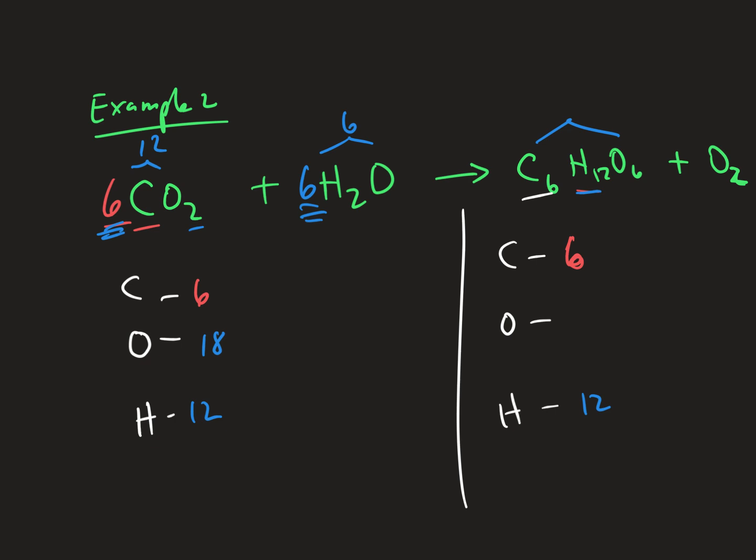How many oxygens do we have here? 6 plus 2 makes 8. We need 18, so that's 12 more. That means there should be 12 oxygens here. What coefficient goes there to make 12? 6. Do you get that question? Does that make sense? It doesn't, but it's because we skipped ahead.